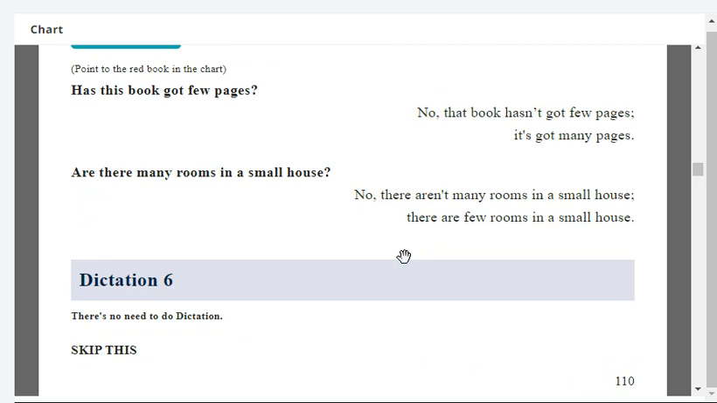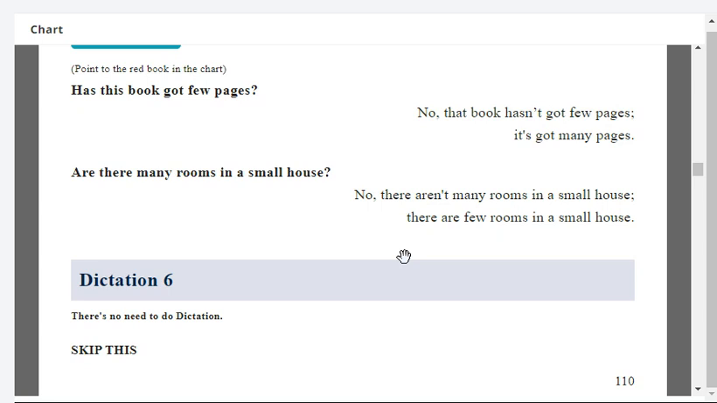Very good. Okay. Has this book got few pages? No, that book hasn't got few pages. It's got many pages. Very good.